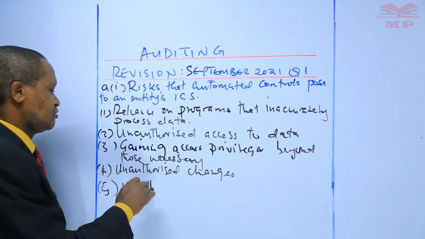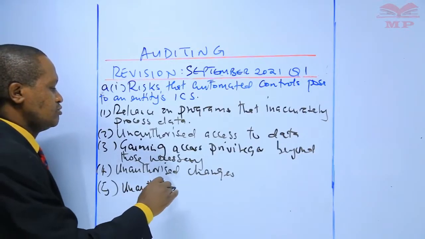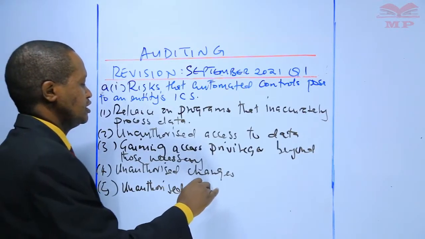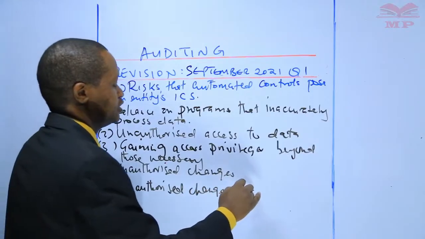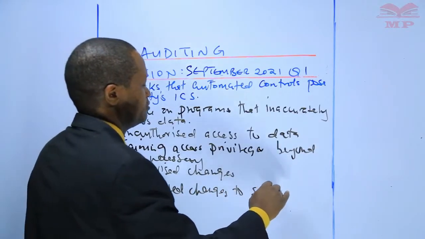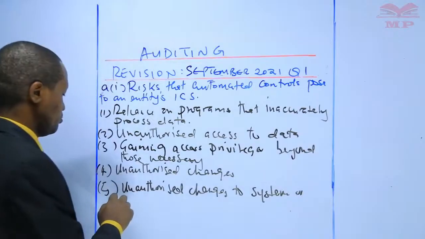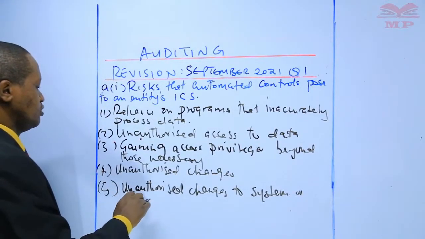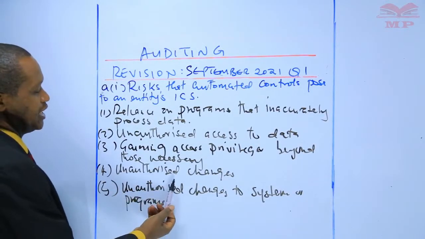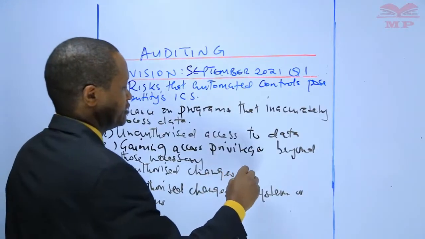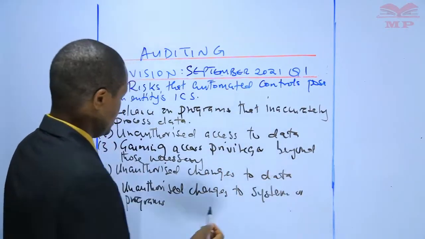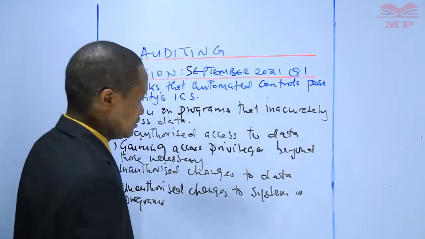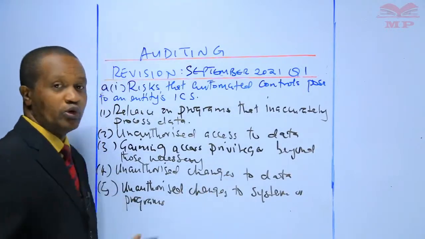Unauthorized changes to the system or program or programs. This one is unauthorized changes to data. The other point is unauthorized changes to system or to the program.